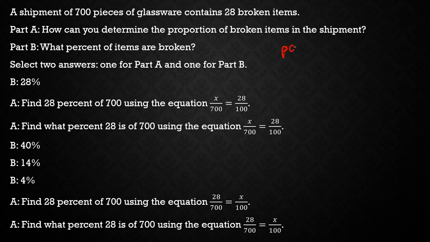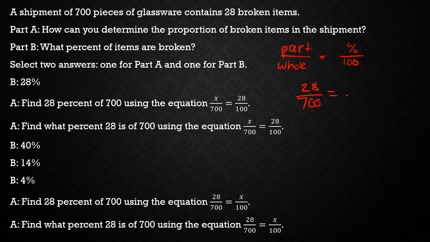Okay, so remember that the equation that we always want to use is going to be part over whole equals our percent over 100. Okay, so this shipment had 700 pieces and 28 of them were broken. So how many total pieces did our shipment have? 700. So 700 is our whole. And out of those 700, 28 are broken. So 28 is a piece or a part of the whole shipment. So 28 is going to go on top.